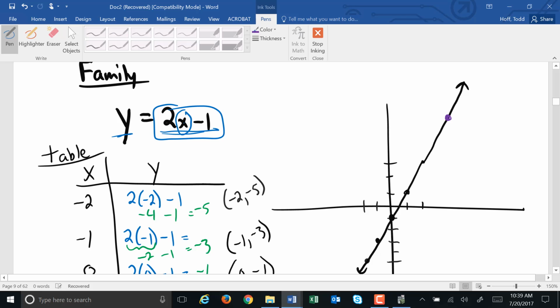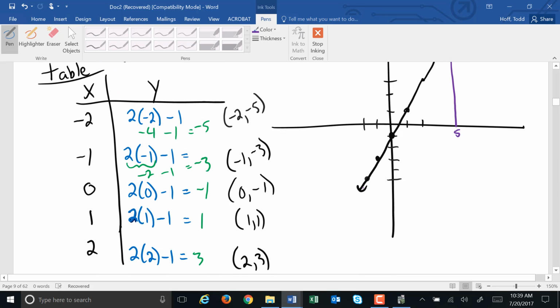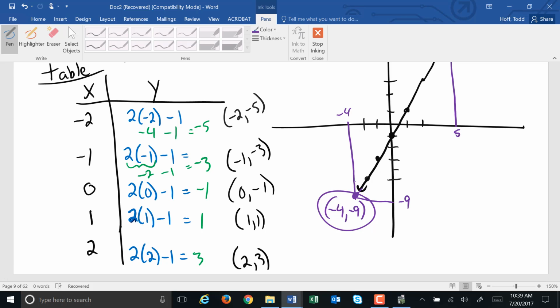If I put a line here, I might trace that down to x equals 5. Trace it over here, y would be 9. So that's telling me that when x is 5, y is 9. That's the solution to that equation. If I put in 5 for x, I get 9 for y. Or I might go down here and find a point on the line. I trace it up here to -4. Trace it over here to -9. Gives me the point -4, -9. That's telling me that when x is -4, y has to be -9. Every point on that line is a solution to that equation.